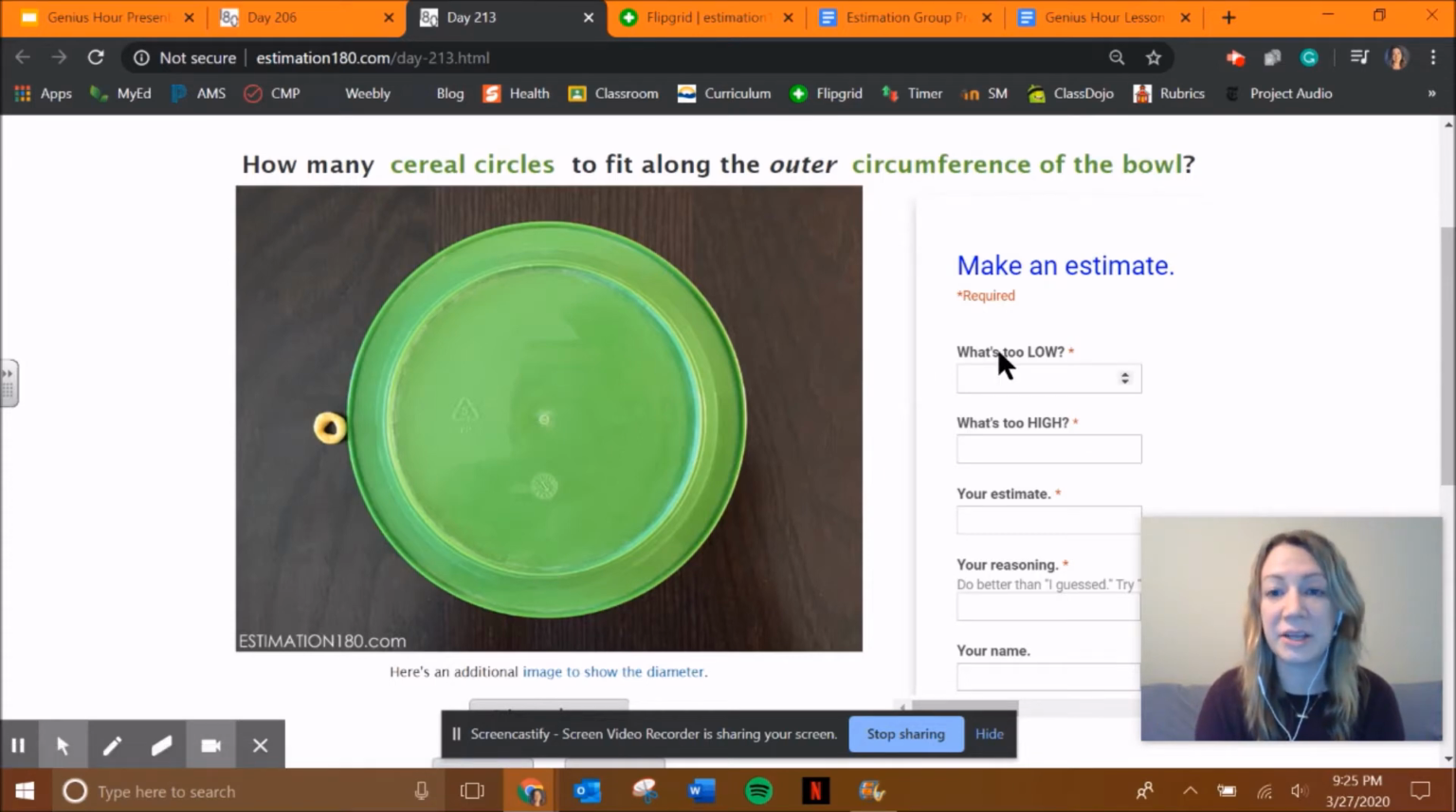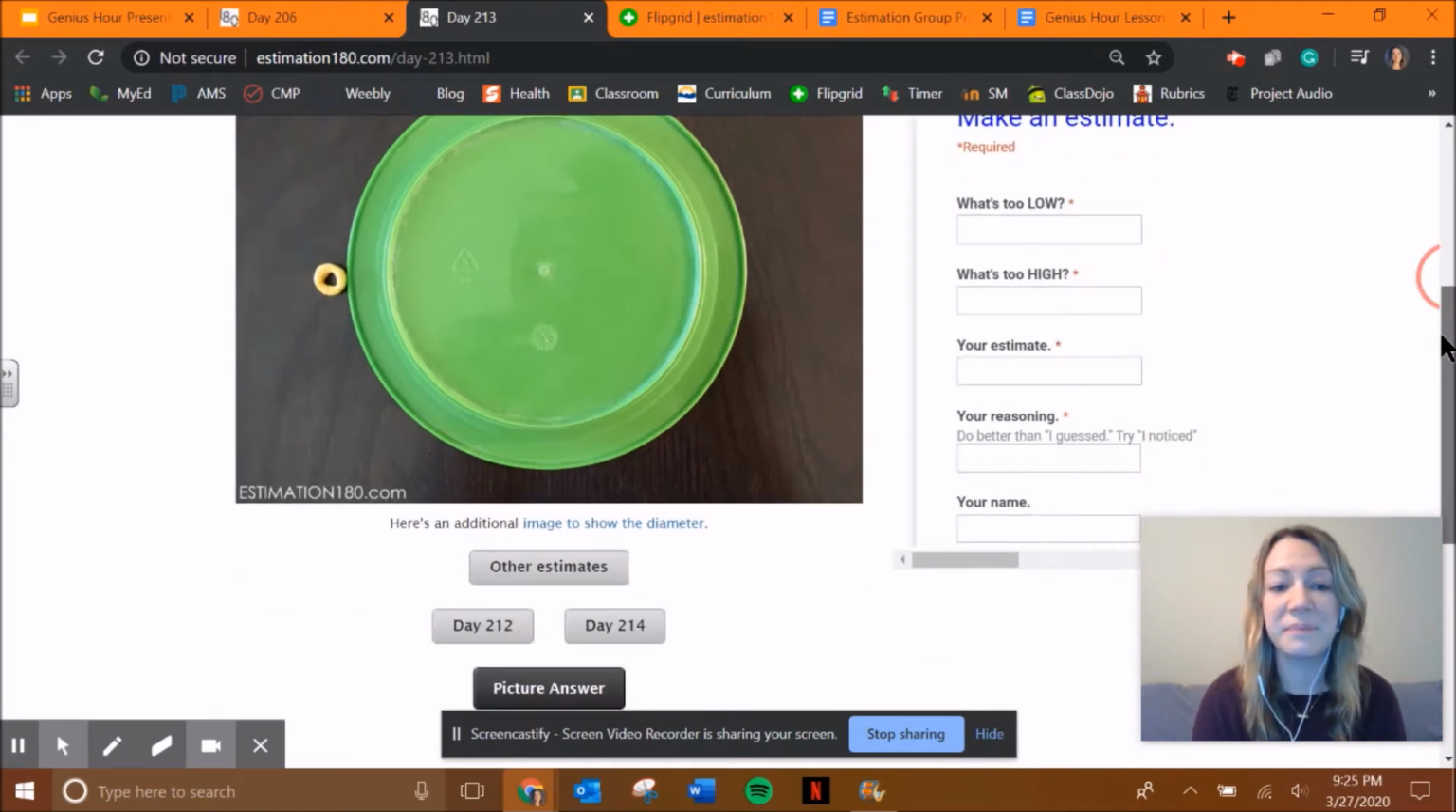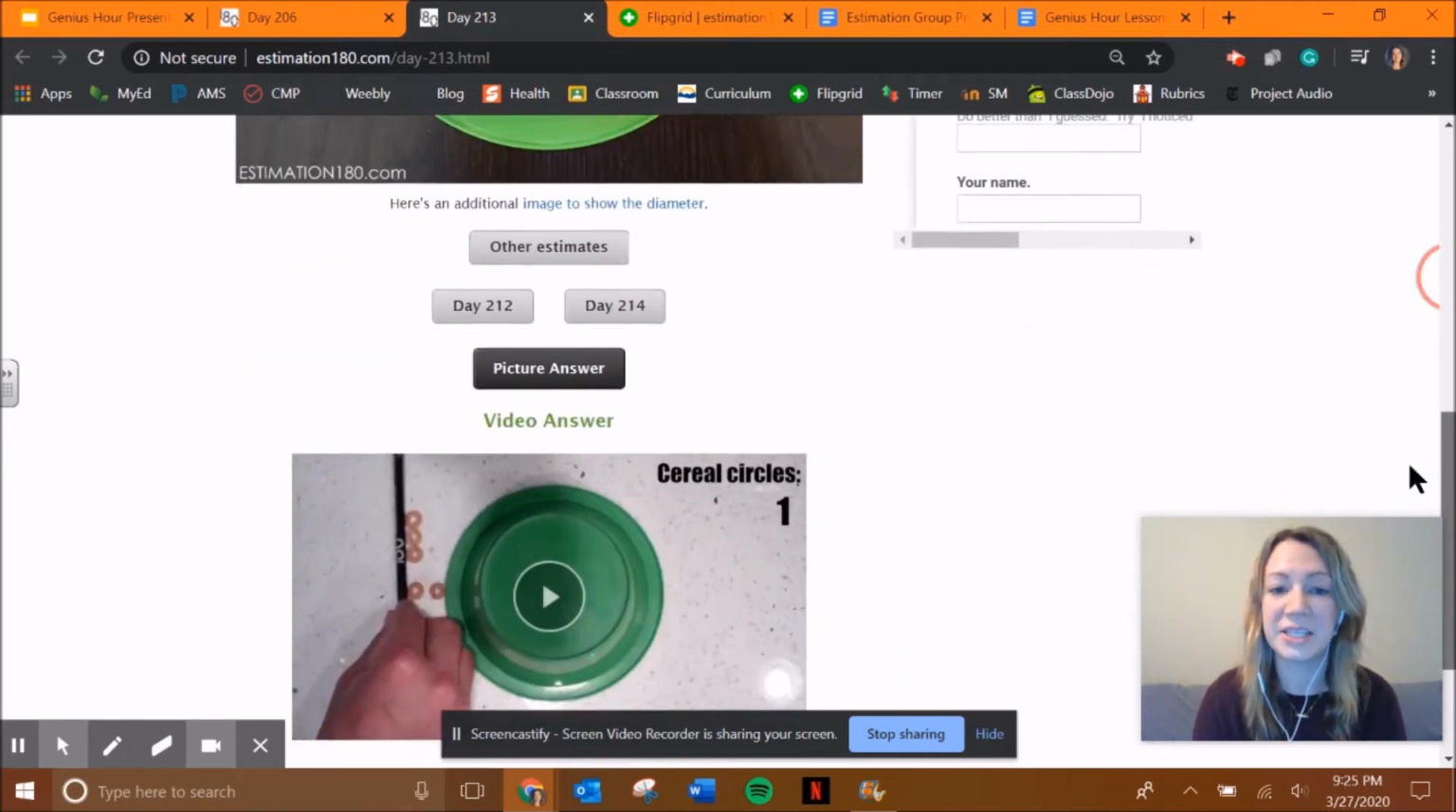The kids then, in their small groups, can fill out the too low, too high estimate and reasoning. And then once they're all done that and all the students have an estimate, then the teacher can lead a discussion again and go over the picture answer and the video answer.